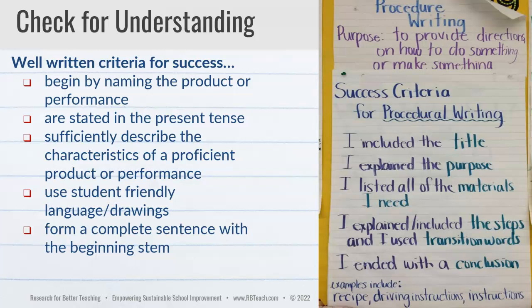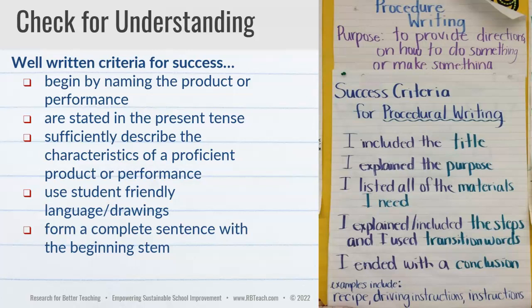Procedure writing. The purpose of this task is to provide directions on how to do something or make something. So that was the purpose of procedural writing. The success criteria was: I included the title, I explained the purpose, I listed all the materials I needed, I included the steps, and I used transition words. I ended with a conclusion.